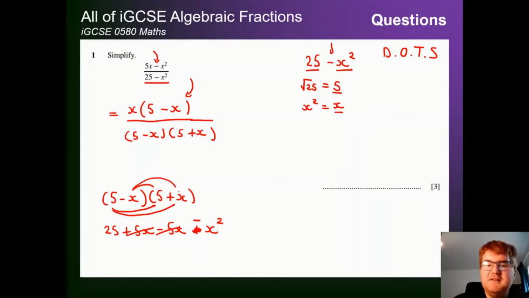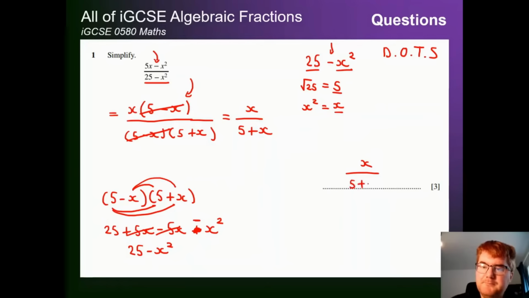Now, why do we actually factorize these things in the first place? Well, notice we have a 5 minus x in the numerator, 5 minus x in the denominator. We can cancel those out, giving us x over 5 plus x as our final answer. I can pop that in here. Now, if you're finding this quite tricky at this point, don't worry, we're going to do a ton of different examples so you're up to speed on this tricky topic.